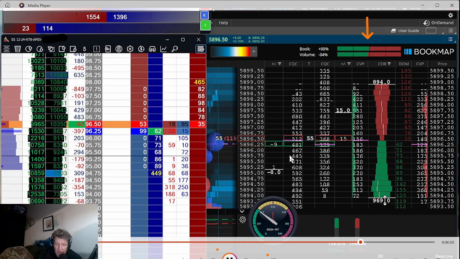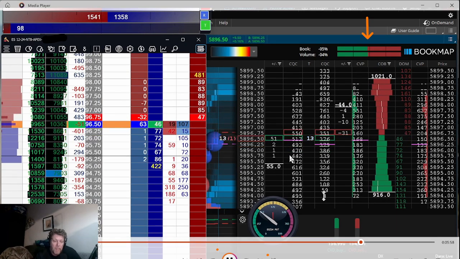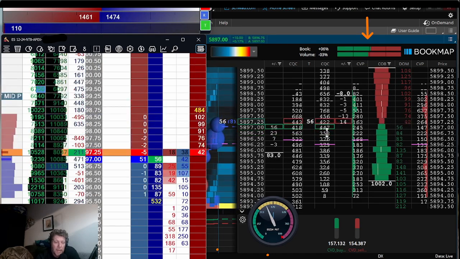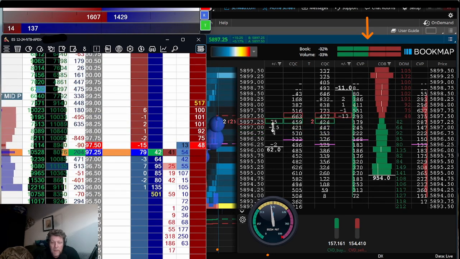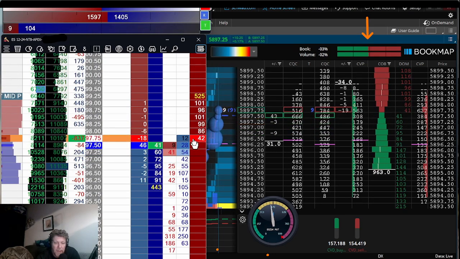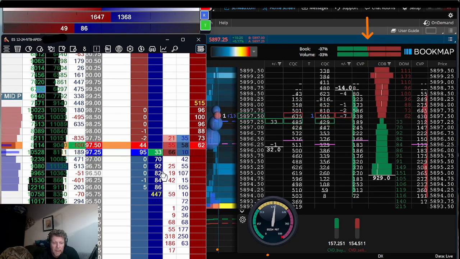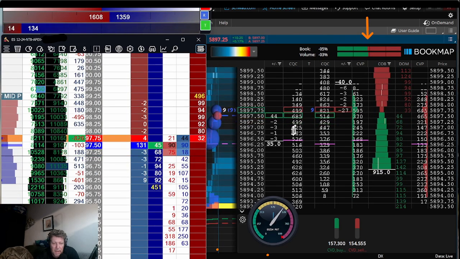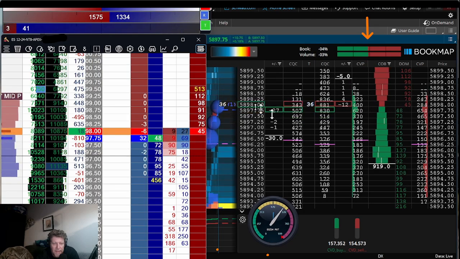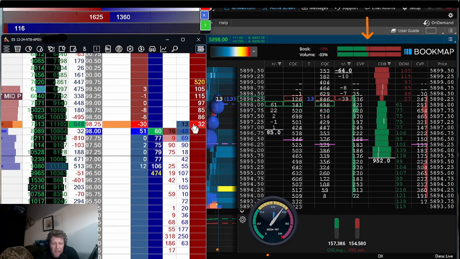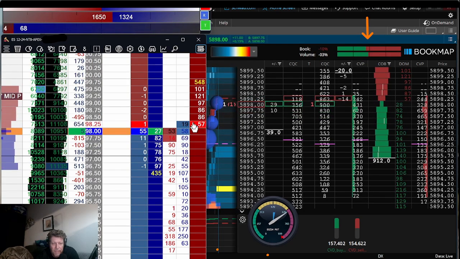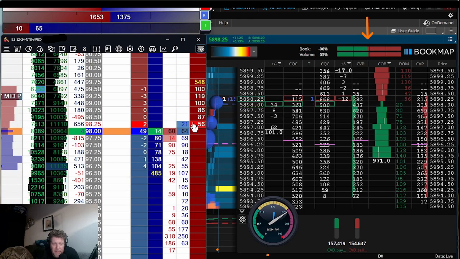I want to wait till it's either I want to sell from above value or buy below. So price is moving away from value. Value was 96. We're up here at 98. Seeing prints at 97.50. Prints at 00.